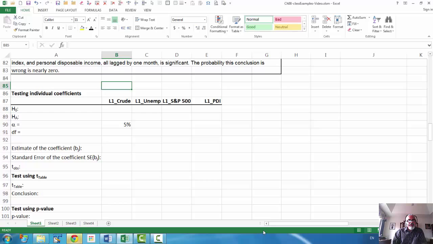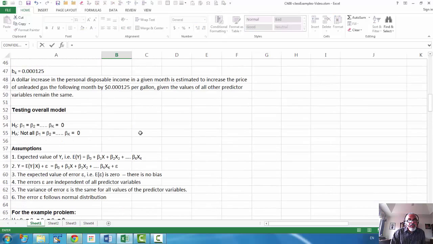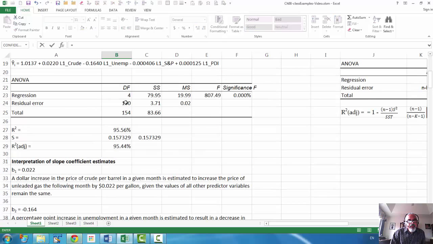Testing for individual coefficients. We have one hypothesis for each x variable. The first one, beta sub 1 equal to 0 versus beta sub 1 not equal to 0, and then the second, the third, and the fourth. Now alpha we'll assume 5%, and the degrees of freedom is from SSE. Here is the SSE degrees of freedom.